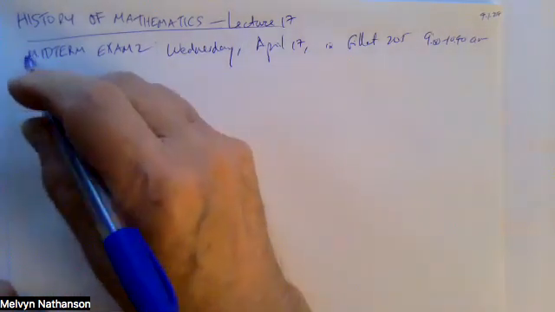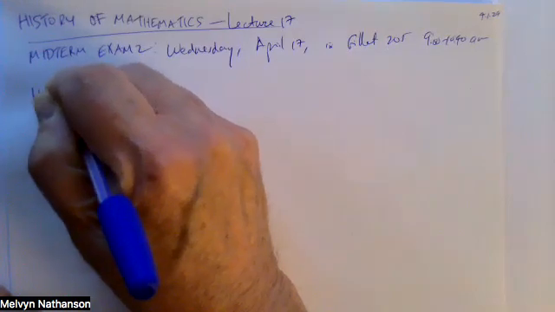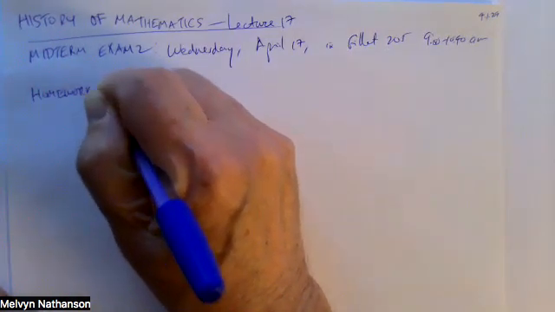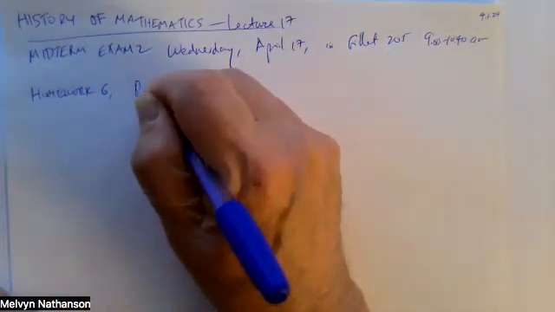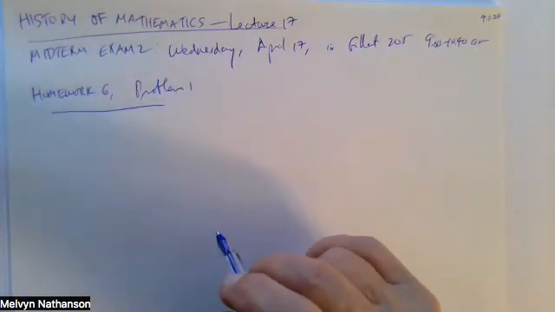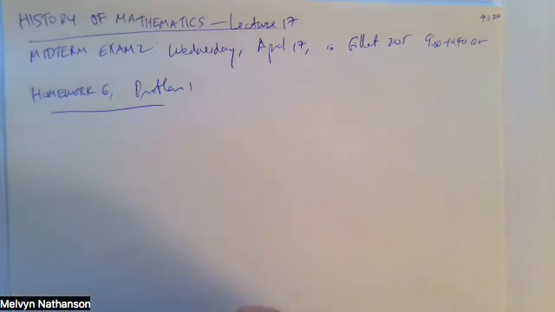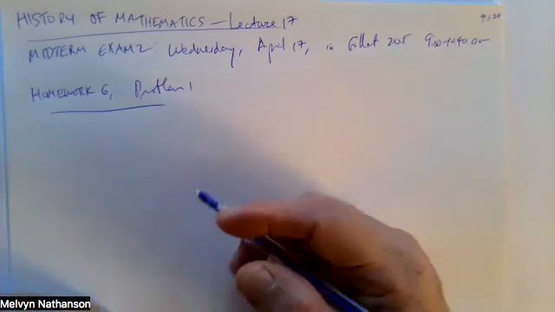And I was asked to do on homework 6, problem 1, which is to use Newton's binomial theorem to compute the first 5 terms of some expressions.